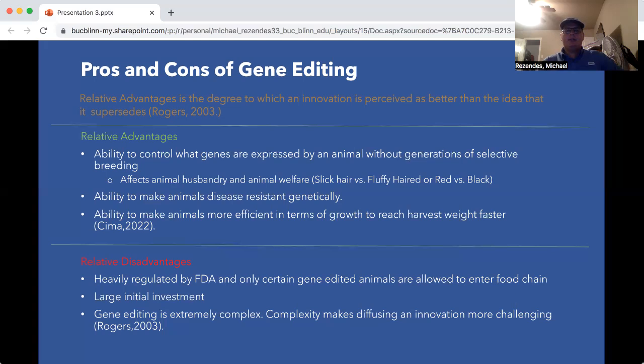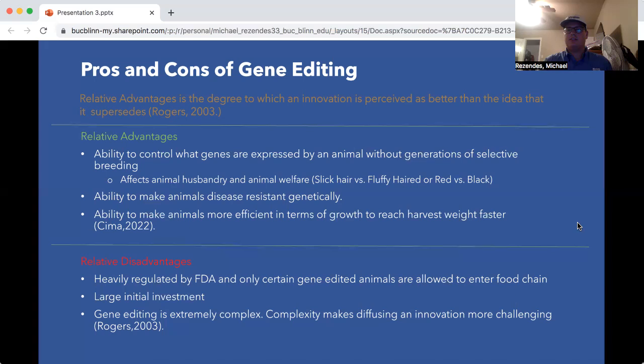There's the ability to make animals genetically resistant to diseases. And then another one that's huge is making animals more efficient in terms of growth, to reach their harvest weight faster. That's ultimately what we're going to talk about when we talk about ways to be more efficient: how can we get these live animals to their kill weight faster, and that'll drastically change the available amount of protein Americans and just citizens worldwide are offered.